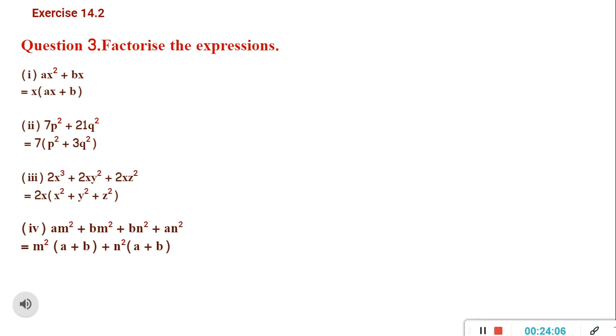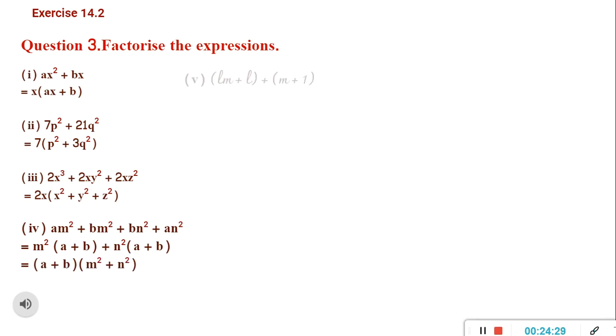a plus b, right? Now in the second group also n square is common there. n square we can take as common there. So what is left out? a plus b. Now you can see that here also a plus b is common in both the terms. So that is our first factor. And what is left out? m square plus n square. That is our second factor. So the answer is (a plus b) into (m square plus n square).